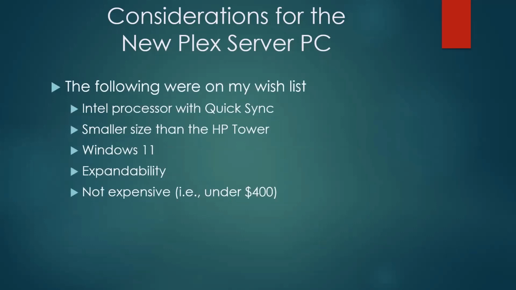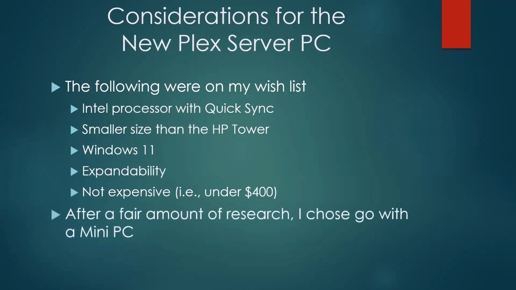I wanted it to have the Intel processor with QuickSync. I needed to go and look up, make sure that the one I chose does have it, because not everyone has it, but most of the newer ones do. It had to be a smaller size than the HP tower I was using. I wanted it to have Windows 11. I wanted it to have the ability to expand. And I didn't want to spend a lot of money. So for me, not expensive was, I was looking for a new computer that was going to be under $400 for this purpose. So after a fair amount of research, I chose to go with a mini PC.